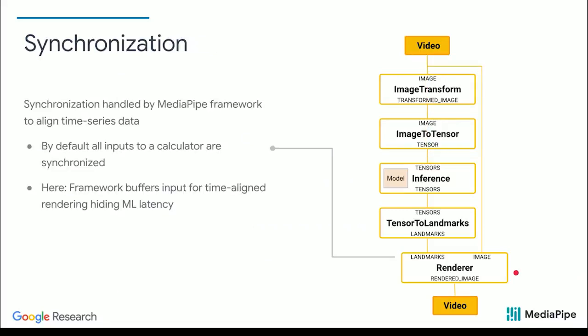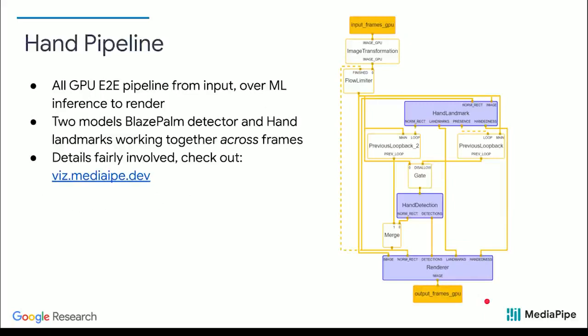One really nice bit of MediaPipe is that it makes synchronization very simple. By default, all the inputs to a calculator are synchronized, and so the framework does the heavy lifting to time align, for example, machine learning results with the input image, so you have a synchronous rendered result that you can present to the user. Here's an example of the hand pipeline that we have been looking at earlier.